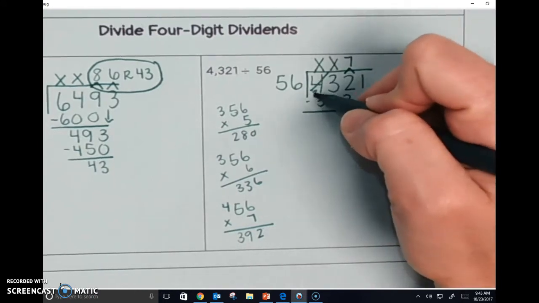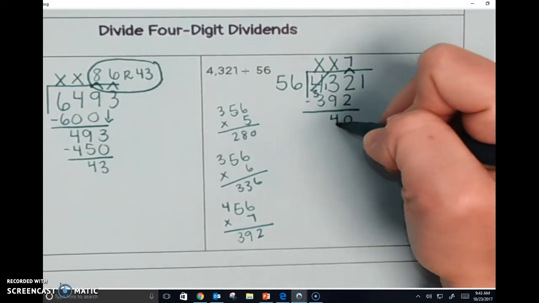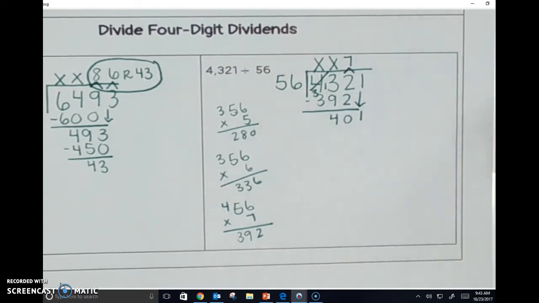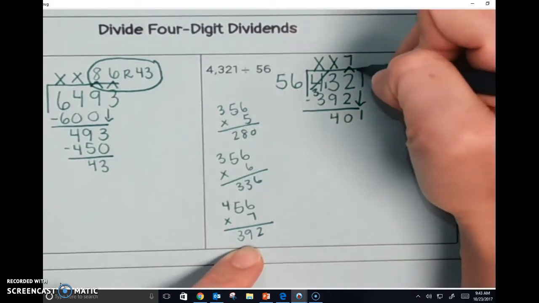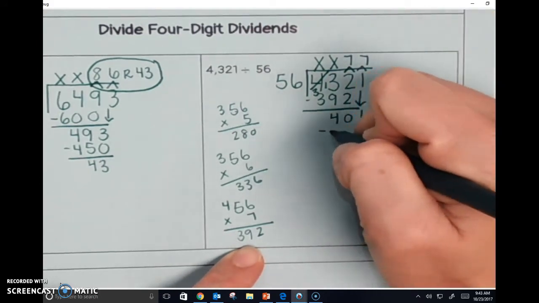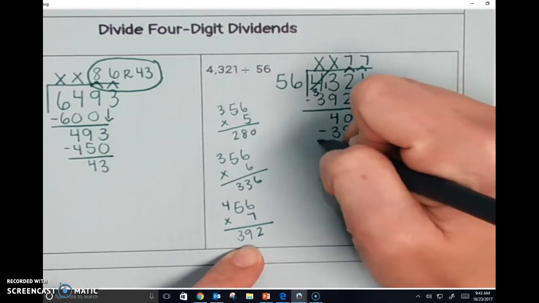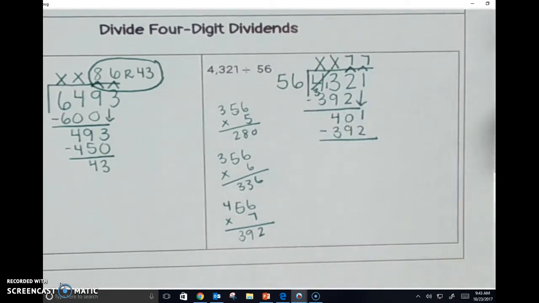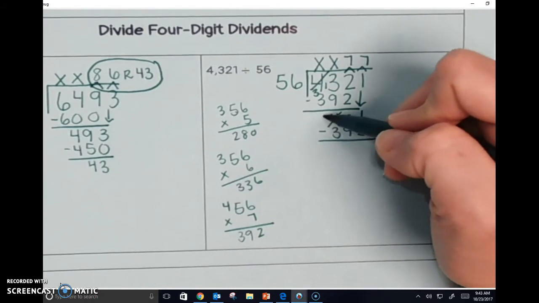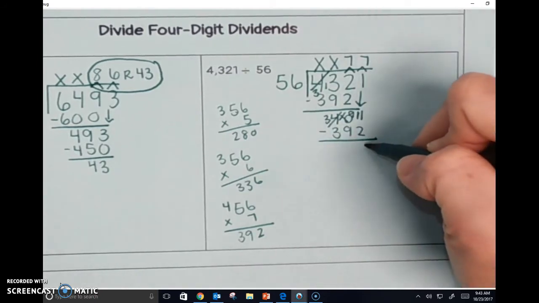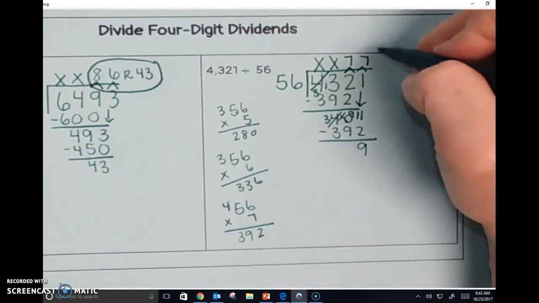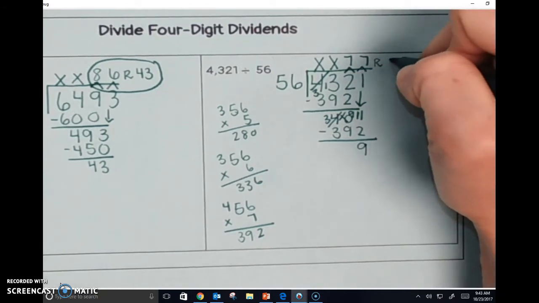Zero. Borrow. We get a 4. Bring down the 1. I think it's going to be 7 again. What do you guys think? Yeah. 392. That's going to be as close as we can get. Now we have to come all the way to the 4 and borrow, don't we? Yes. 11 minus 2 is? 9. So 77, remainder 9.